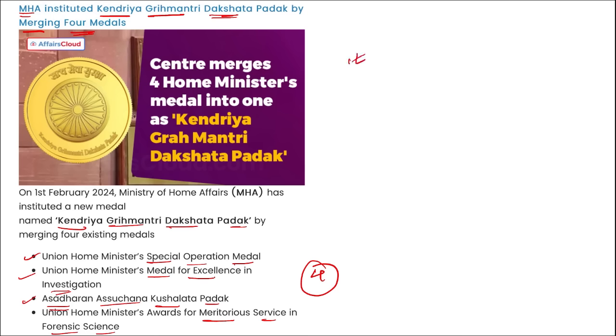Then remember, this medal will only be awarded for the successful conduct of significant operations, right, which will have direct impact on the state or union territory or our country, or basically to counter terrorism or border action or prevention of the narcotic smuggling and other rescue operations. Right. Next.